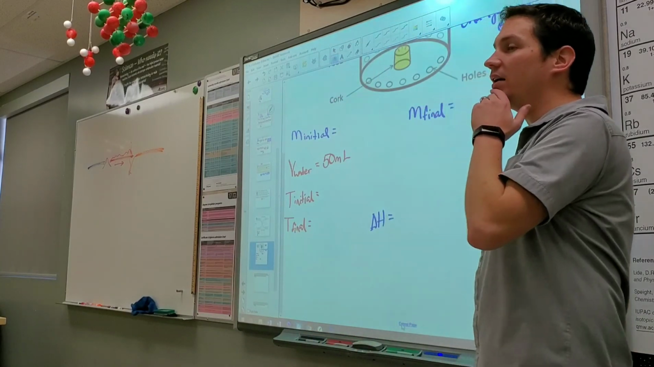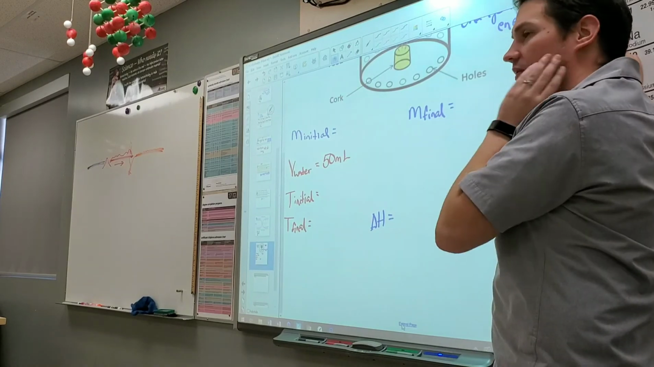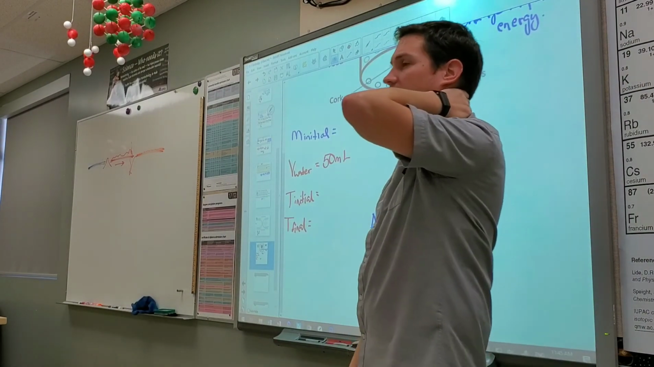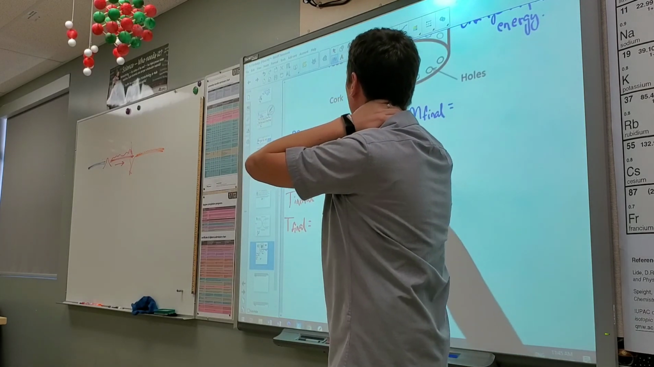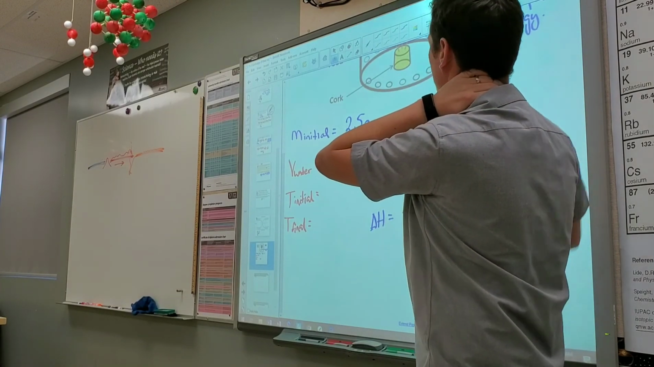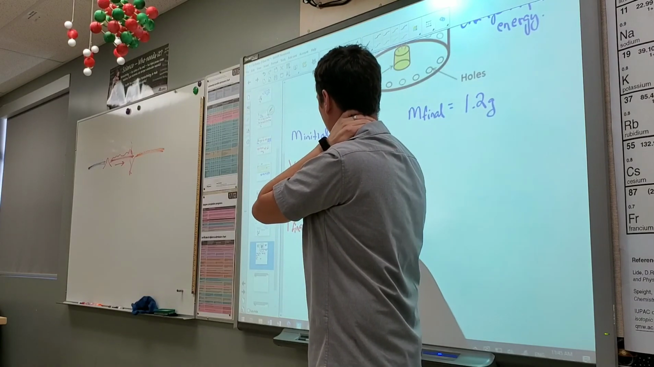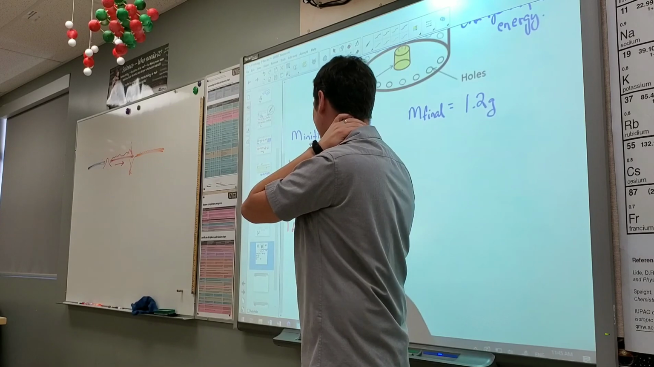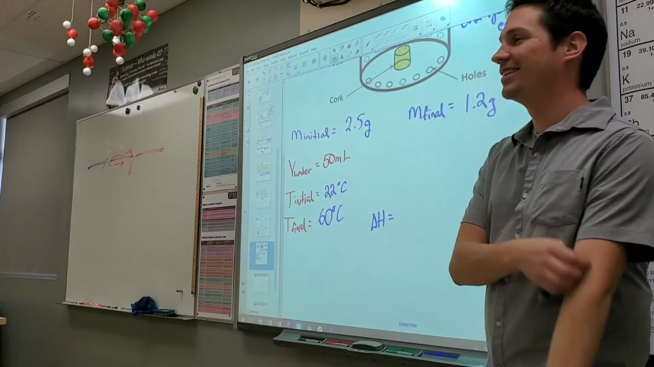Somebody give me their information. Isabel P. Sorry, Isabel P. Give me your information. So the initial mass was 2.5 grams. What was the final mass? 1.2 grams. What was the initial temperature of the water? 22 degrees Celsius. And what was the final temperature? 60 degrees Celsius.